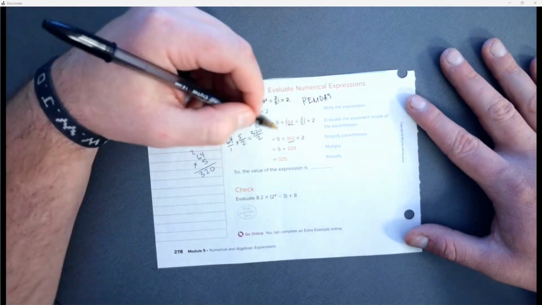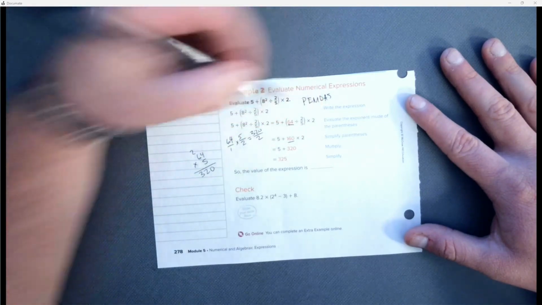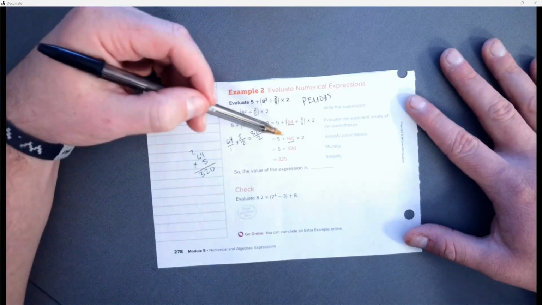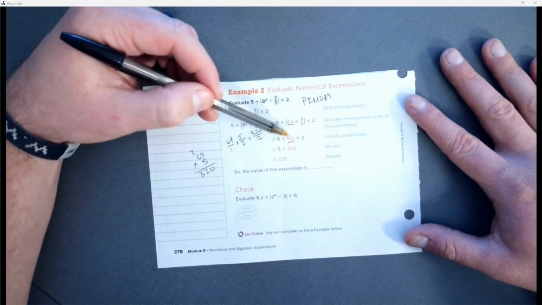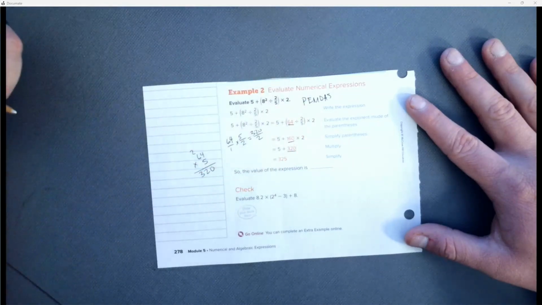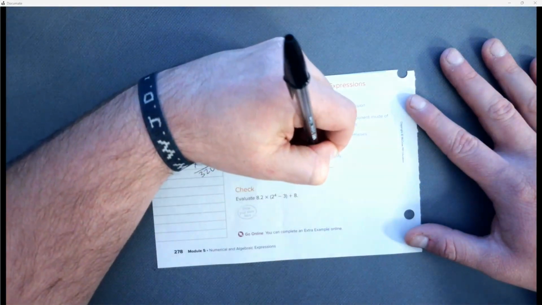So now I have 5 plus 160 times 2. I'm at multiplication and division, whichever one comes first from left to right. Well, I only have one multiplication or division problem in my expression. 160 times 2. That gets me back to 320. So 5 plus 320 is 325.